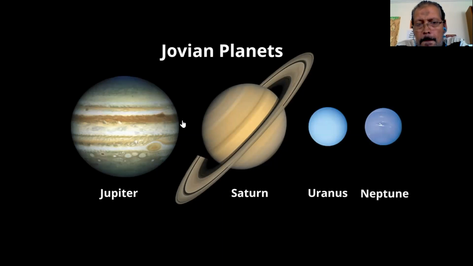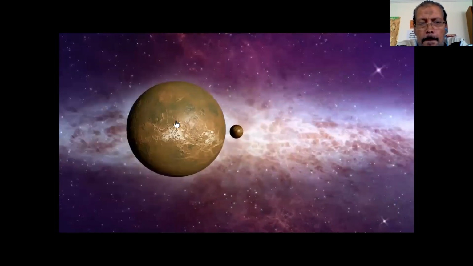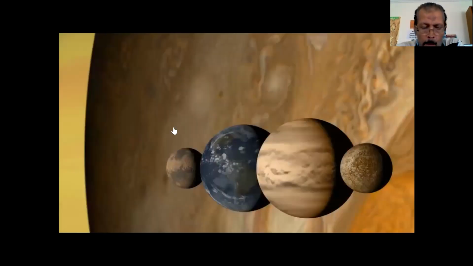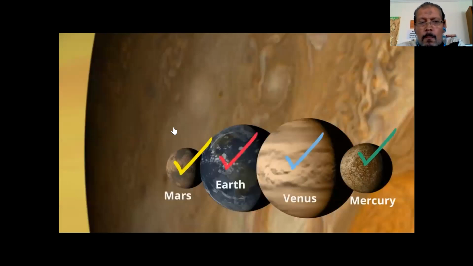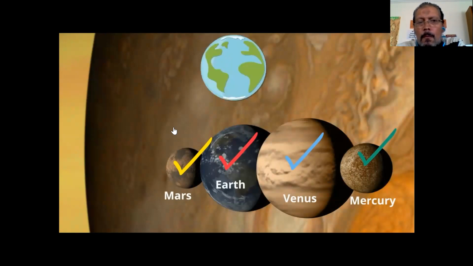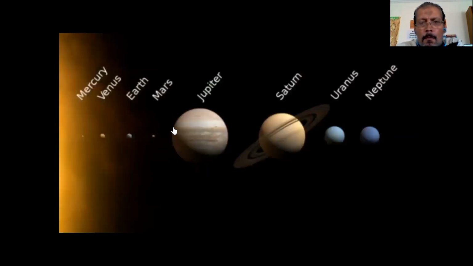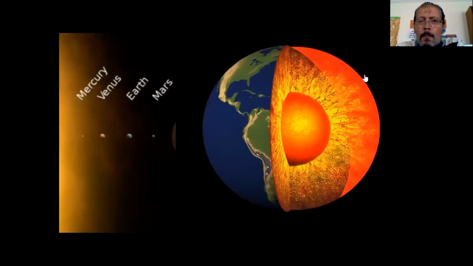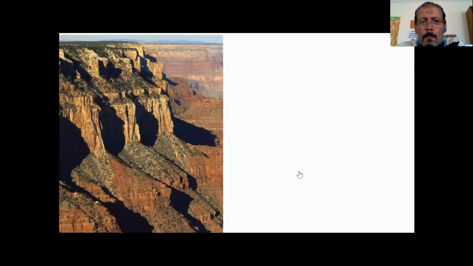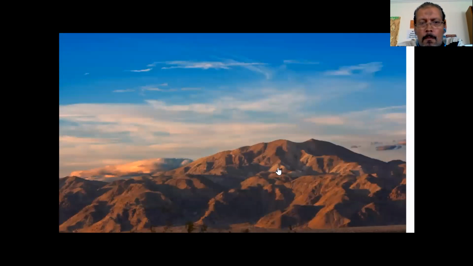So let's get started. The terrestrial planets include the four inner planets, Mercury, Venus, Earth, and Mars. They are called terrestrial planets because they are rocky and solid. In other words, they are Earth-like. These planets are composed of a core composed mostly of iron and a silicate mantle. Terrestrial planets can have canyons, craters, mountains, and volcanoes.